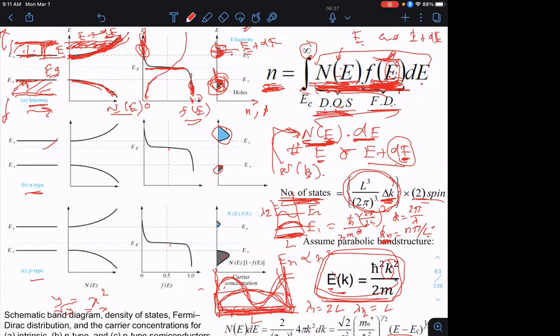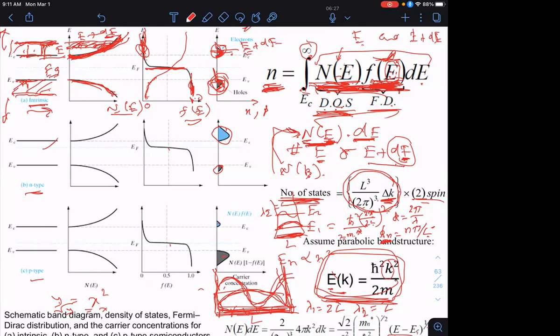Now, in the simple case, we see that in semiconductors or solids, the relationship E of k is a parabolic relationship. y equal to x squared is the formula for a parabola. So here we see E varies as k squared. That's the shape of a parabola, and we've seen these parabolic relationships in previous lectures.